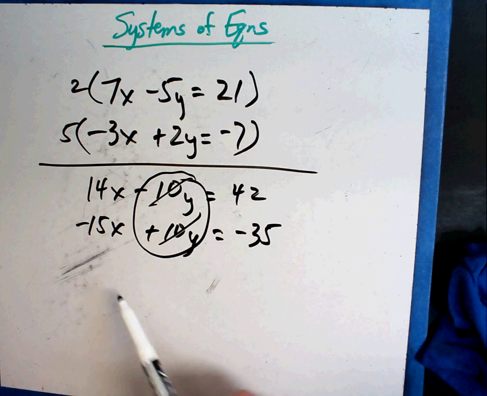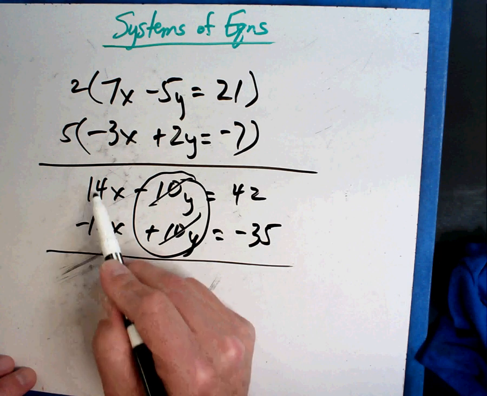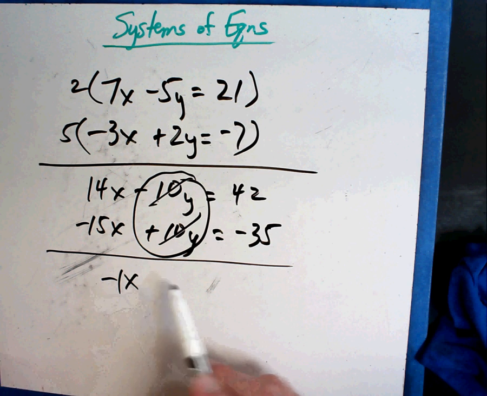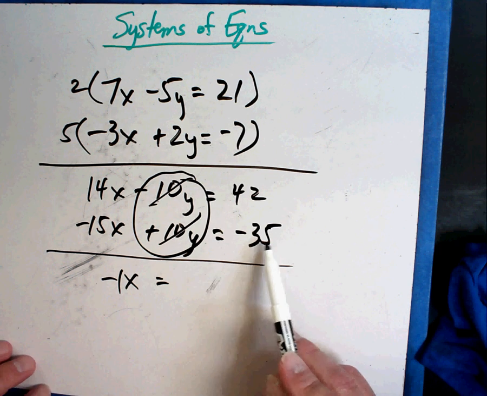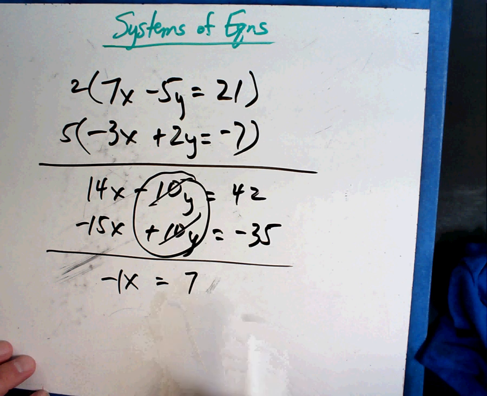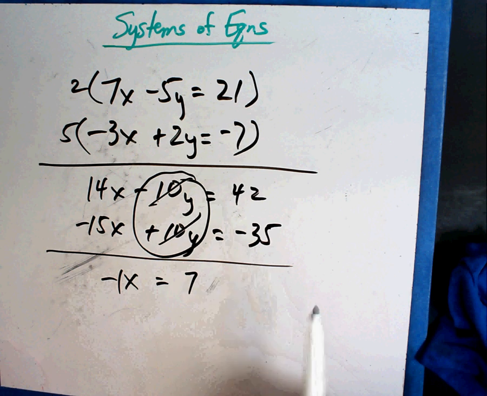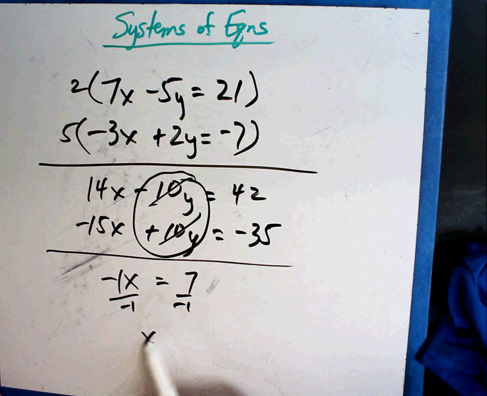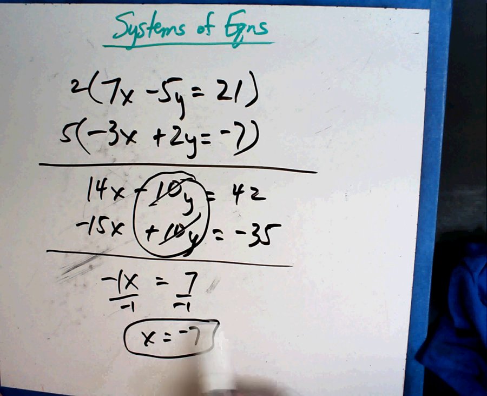That disappears. So if I add down, I get 14x minus 15x is a minus x. There's just one of them. Equals minus 35 and 42 is 7. So divide by negative 1. X equals negative 7.